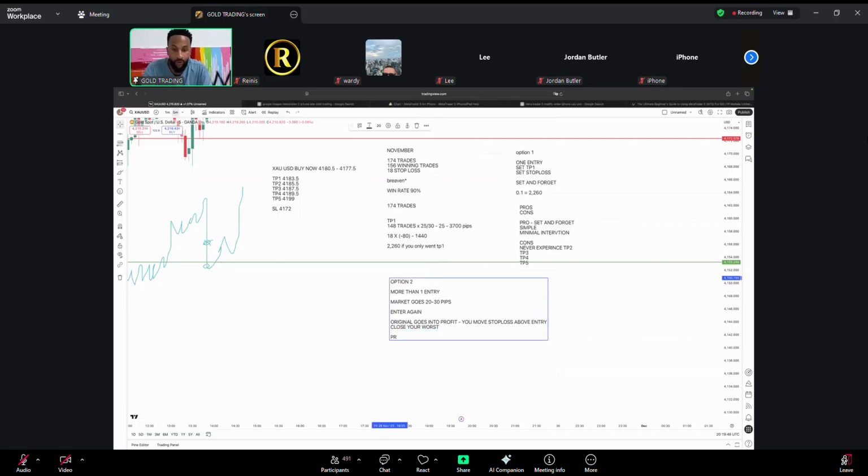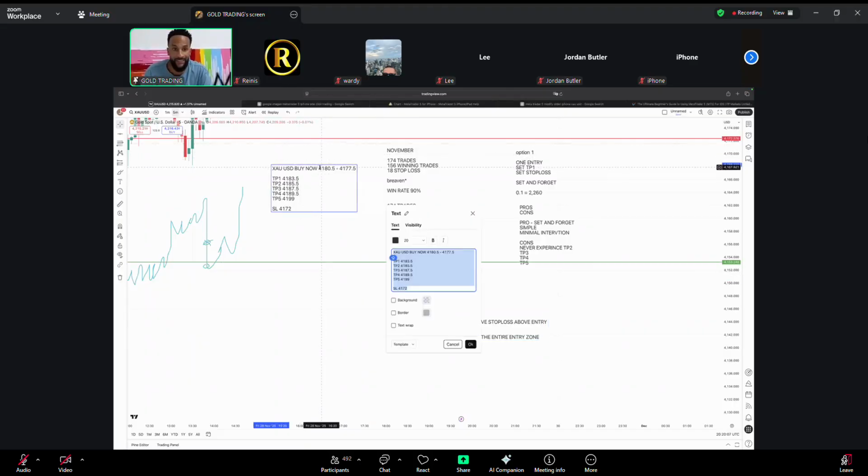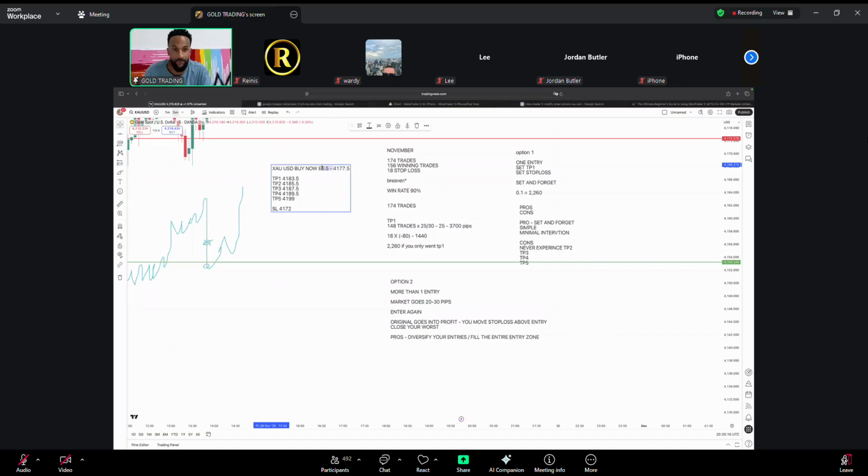Okay, now the pros of this is that you diversify your entries, okay? You diversify your entries and you can fill the entire entry zone, okay? The entire entry zone. What is the entry zone? The entry zone is this here, these numbers. 4180. The entry zone is these numbers here.